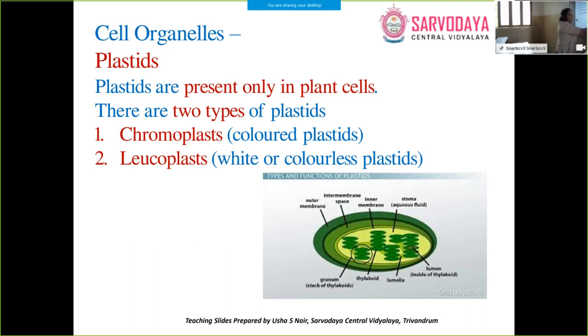And you can see these structures are piled up. Coin type of structures are piled up and they're called granum. Okay, they are piled up. Can you see? Like coins, and they're called granum, or they're called thylakoids.